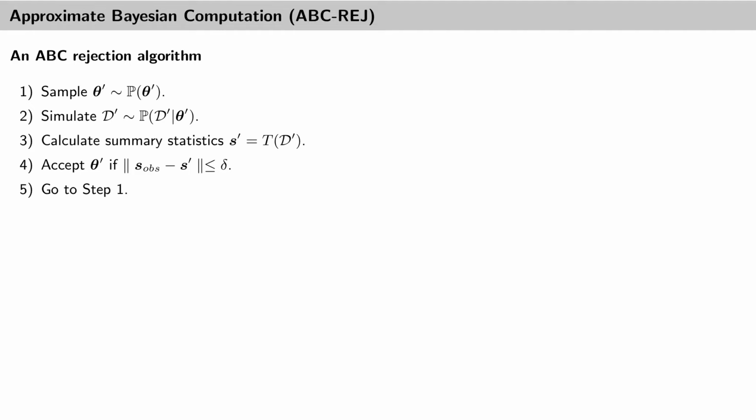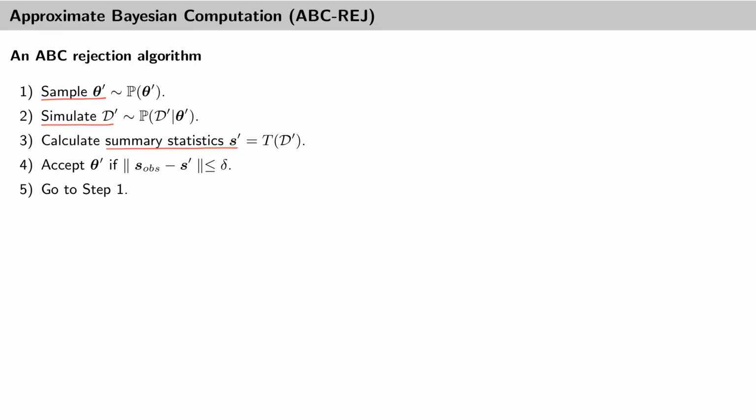The ABC rejection algorithm proceeds in the following steps. In the first step, we sample a candidate parameter vector θ' from the prior distribution. In the second step, we generate some simulations d' using that candidate vector θ' as parameters. In the third step, we then summarize the resulting data using some summary statistics. In the fourth step, we accept that candidate parameter vector if the simulated summary statistics S' are close to the observed summary statistics S observed.